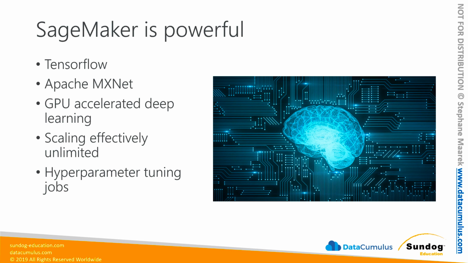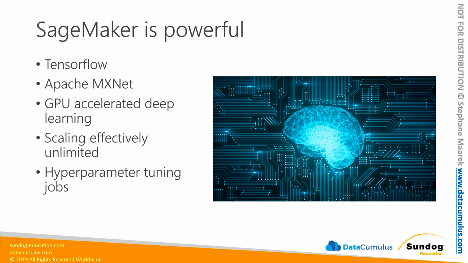Again, it has the entire power of TensorFlow and MXNet available to you, and GPU accelerated deep learning. Together, this means that you can really build very advanced artificial intelligence systems that are trained on massive data sets and can very quickly make predictions in much the same way that your brain does. The scaling of SageMaker is effectively unlimited. I mean, if you want to go build a human brain, here you go, have at it.